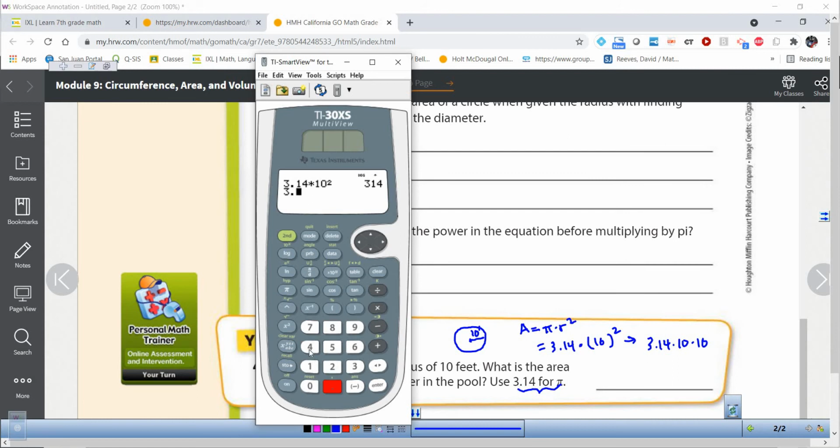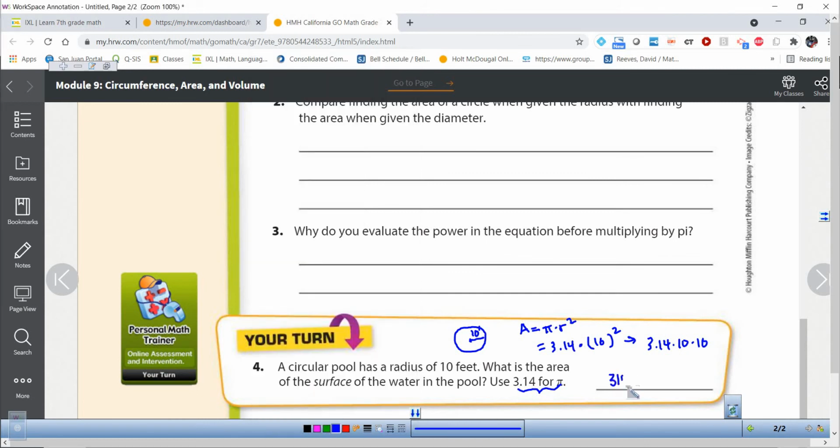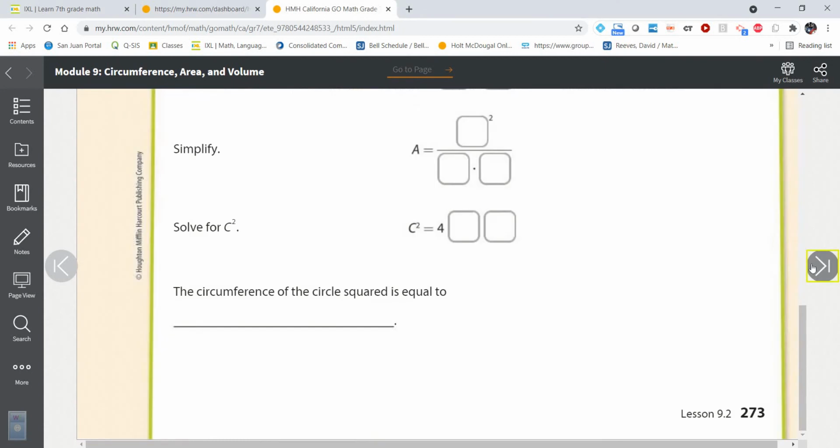Now if you did not have a squared button, you could do 3.14 times 10 and then times 10 again. But usually these days, pretty much any calculator is going to have that squared button. So we get 314. Now here's where we've got to be careful. We remember we need our units, but it's not 314 feet. It's 314 feet squared, because we are finding the space inside the circle, and the space inside the circle is measured in square units. All right, so there's our first example.